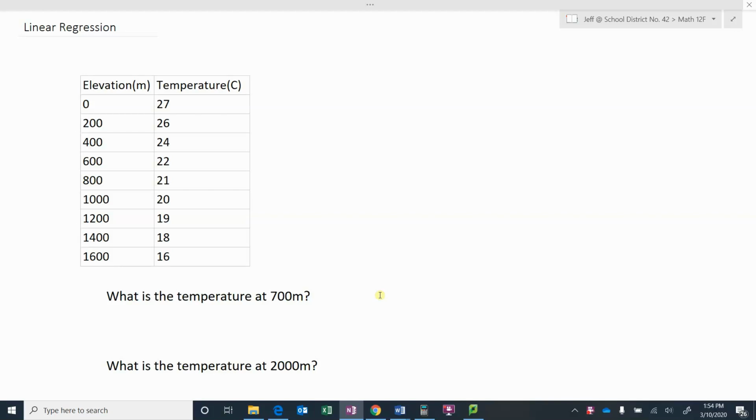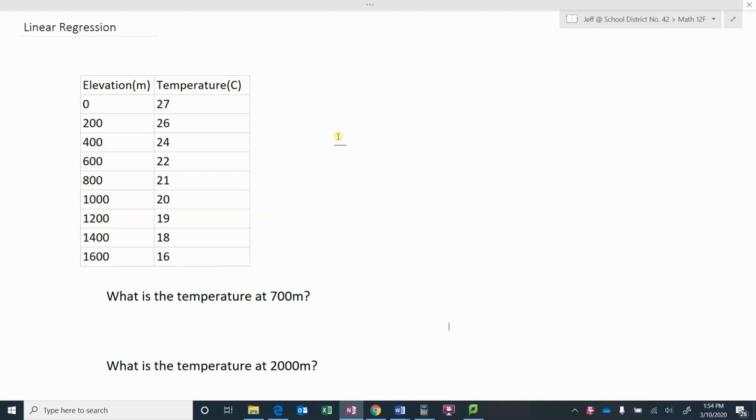Let's take a look at some linear regression. What linear regression means is we're going to have some data points. We're going to plot these points and create a scatter plot, and then we're going to put a line of best fit through those points. And that's what's called a linear regression, coming up with a linear equation given a set of points.